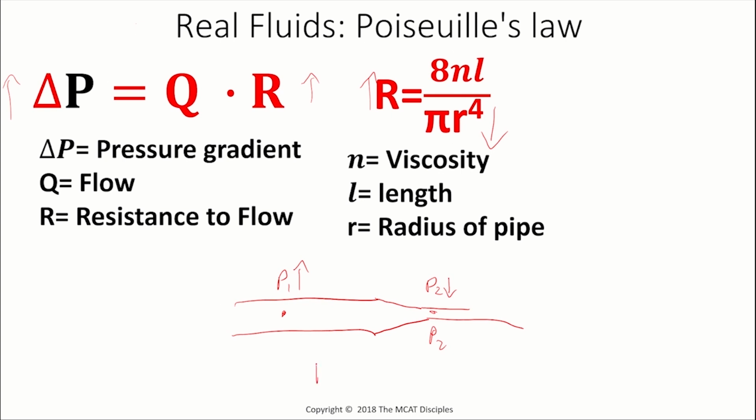So now if you say P1 minus P2, that's delta P, that's an increase in the pressure gradient. That's just what Poiseuille's law says. Poiseuille's law says if you decrease the area or the radius, you're going to increase the resistance, and if you increase the resistance, you're going to increase the pressure gradient. See, there's nothing incoherent about Poiseuille's law and Bernoulli. You're just applying it wrong.